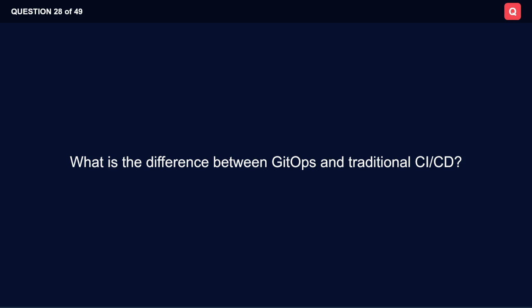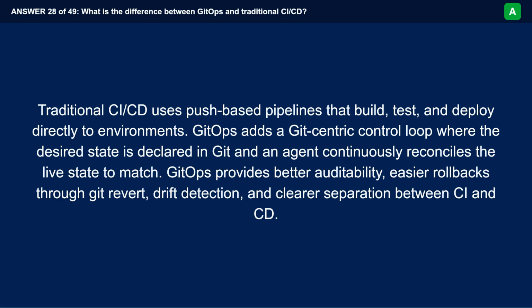What is the difference between GitOps and traditional CI/CD? Traditional CI/CD uses push-based pipelines that build, test, and deploy directly to environments. GitOps adds a Git-centric control loop, where the desired state is declared in Git, and an agent continuously reconciles the live state to match. GitOps provides better auditability, easier rollbacks through Git revert, drift detection, and clearer separation between CI and CD.